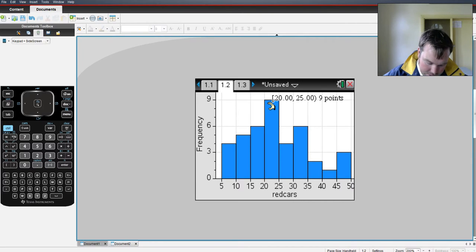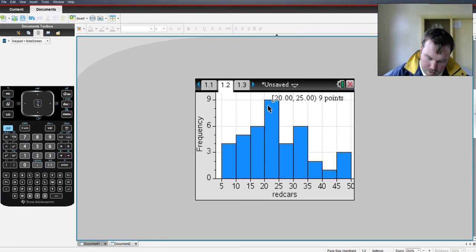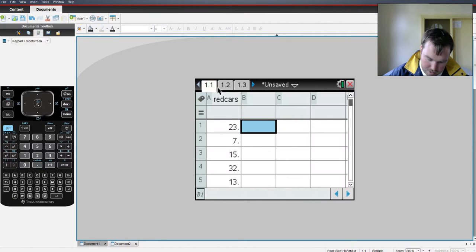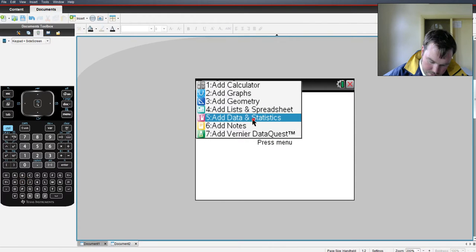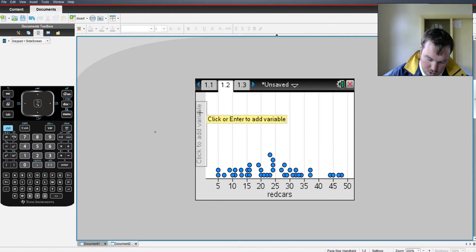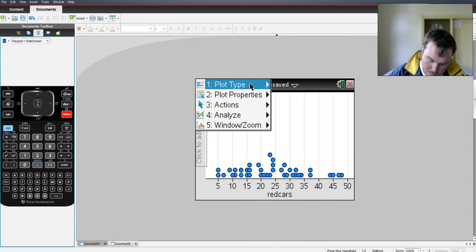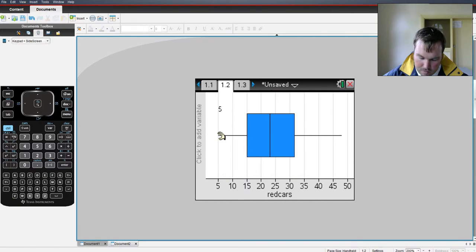Alright, let's say we wanted to instead create a box plot. If we want to create a box plot, back here again, we'll go Control I, insert data and statistics. We want, once again, red cars. Instead of dots, this time we want menu, plot type, box plot. Lovely. You can hover over for minimum, lower quartile, median, upper quartile, maximum. There are no outliers on here.